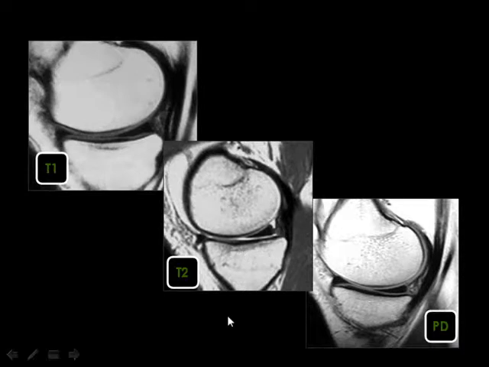Then you should go to the fluid. And you know that the articular cartilage, which is the cartilage covering the femoral condyle and the tibial condyle, should contain water. Then the cartilage will be black in the T1 and will be bright in the T2 weighted image. And this is the way.